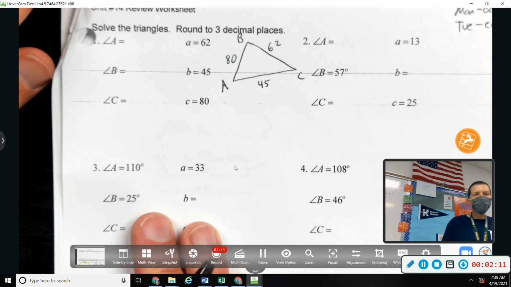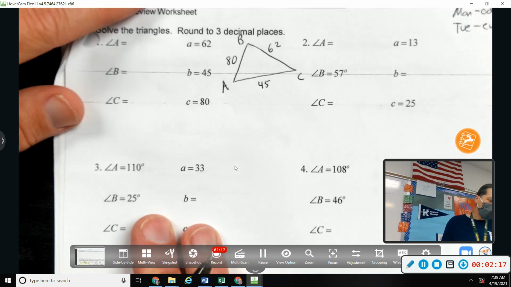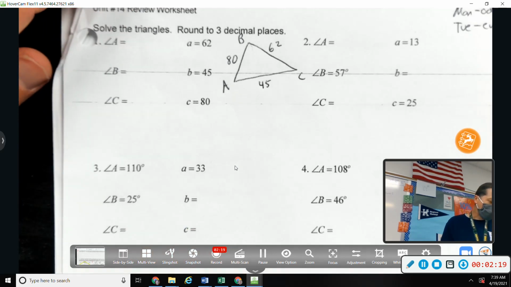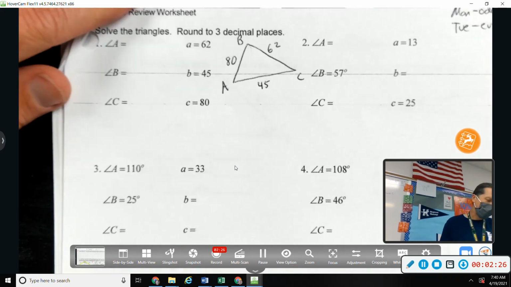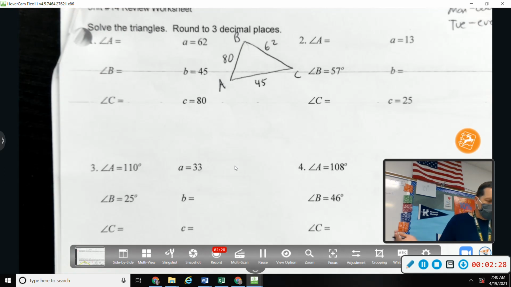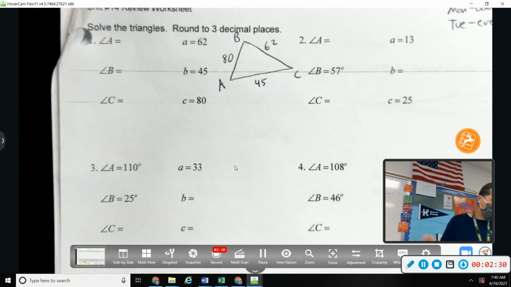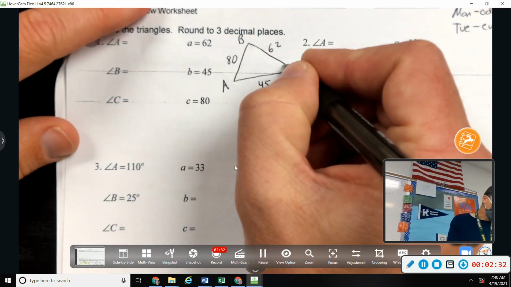Law of sines or law of cosines for this one? Cosines, because I don't have any angle side pairs. So I'm going to have to do law of cosines for 2 angles, and then I can just do 180 minus for that last one. Doesn't matter which one we do first. I'll pick the big one first, so let's find angle C.